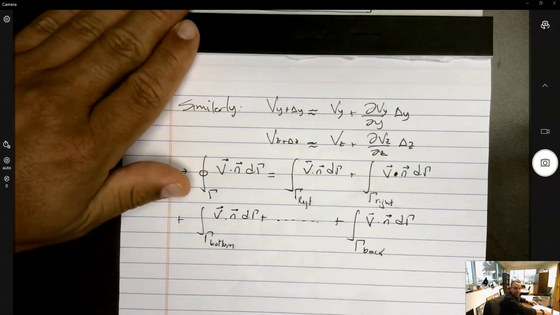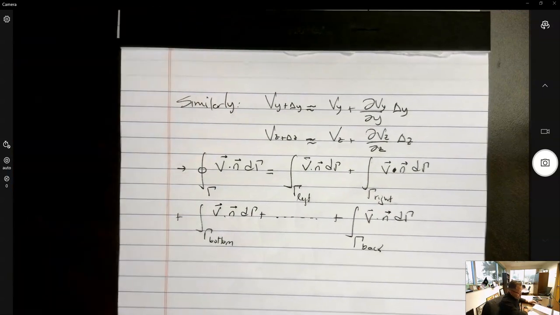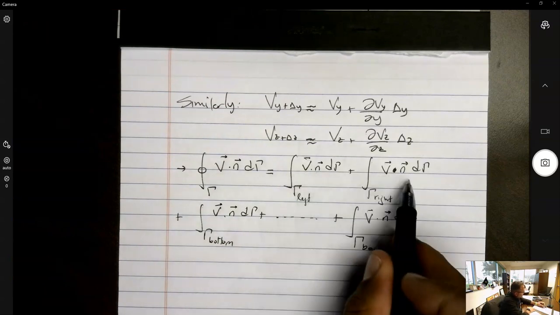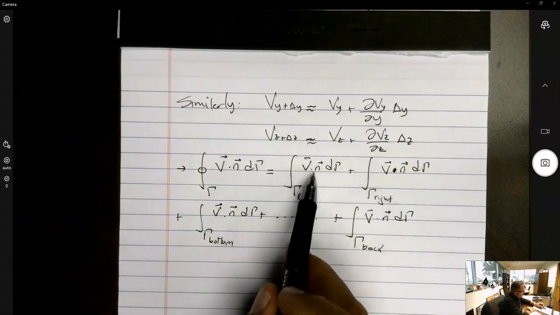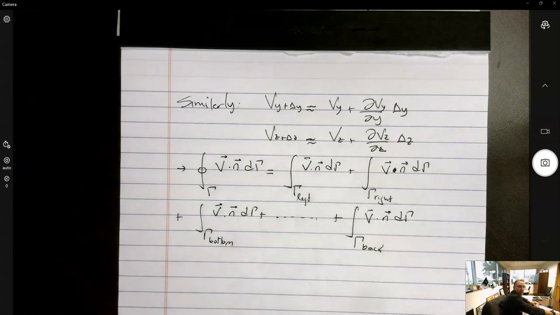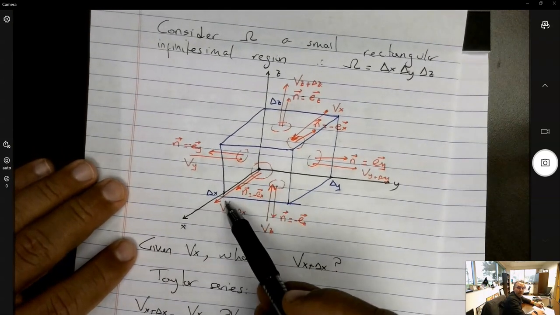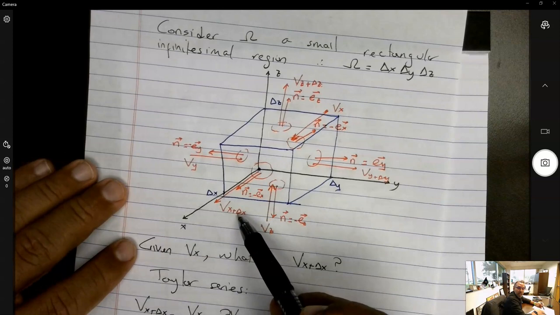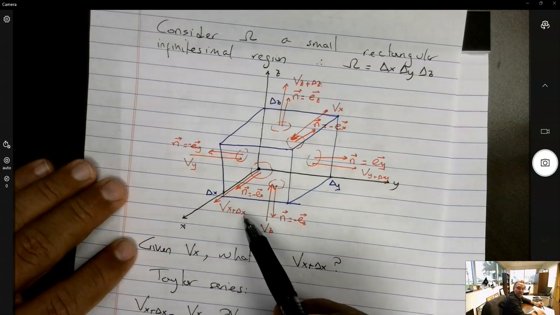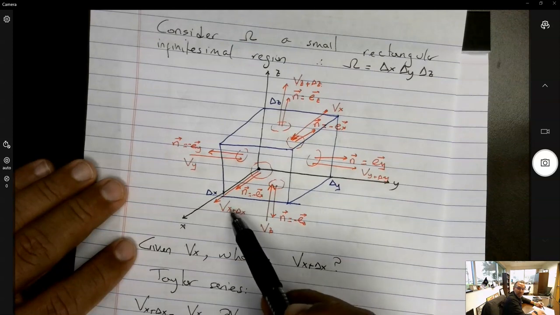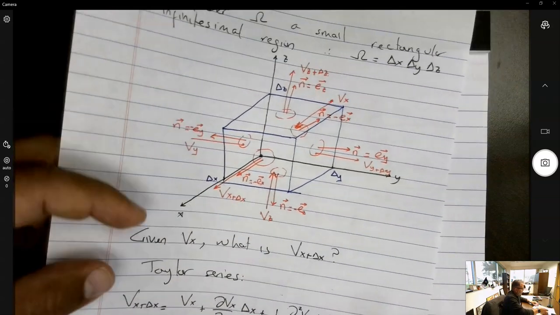Okay, so basically we have to calculate 6 of these integrals. Now if we look at v dot n and we look at every one of these walls, let's say for example the front wall right here, v is Vx plus delta x, n is minus ex, so this one times this one is, because of the minus sign, minus Vx plus delta x.